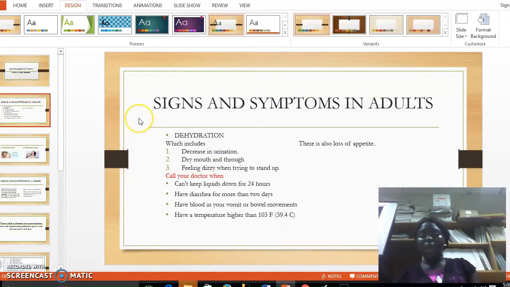Signs and symptoms in adults. First of all, we have dehydration, which includes decrease in urination and dry mouth and throat. You also feel dizzy when you try to stand up. There are some instances when you need to contact your doctor: when you can't keep liquids down for 24 hours, have diarrhea for more than 2 days, or have blood in your vomit or bowel movements. Also, when your temperature is higher than 102 Fahrenheit. There is also loss of appetite.